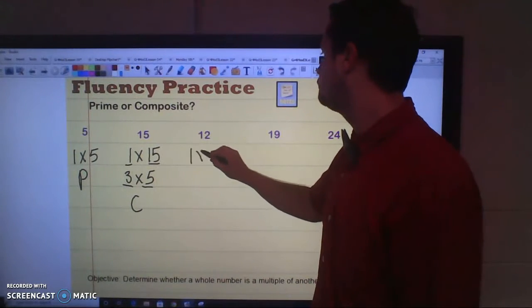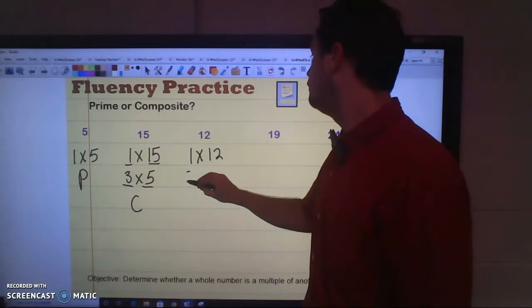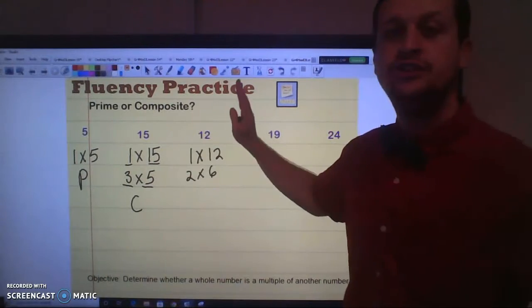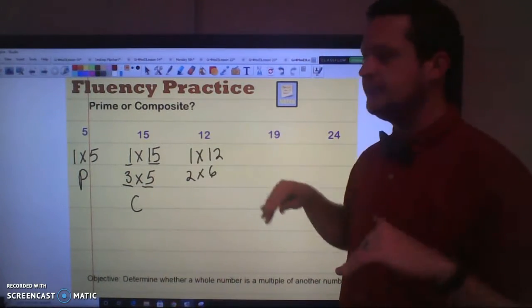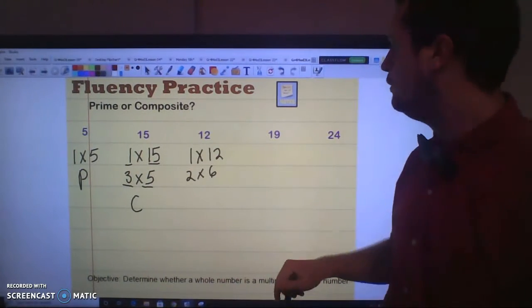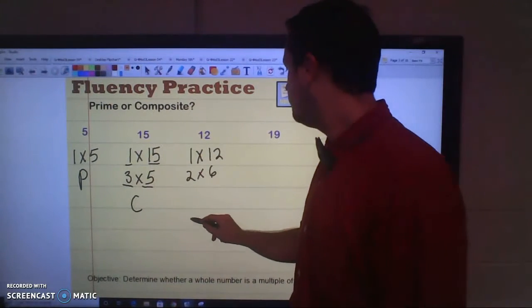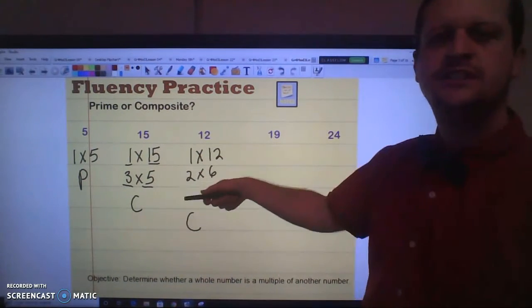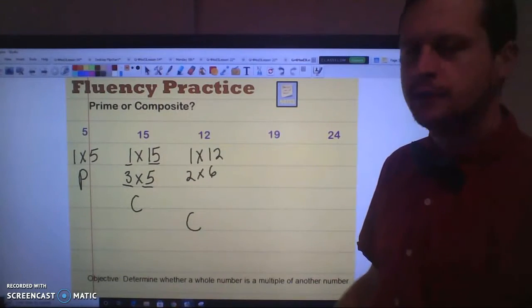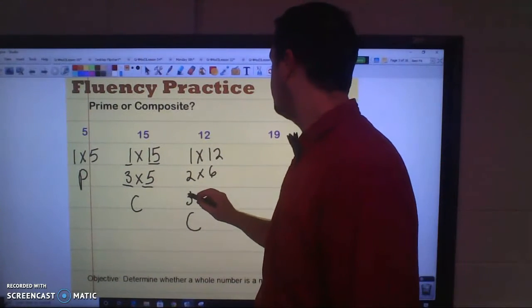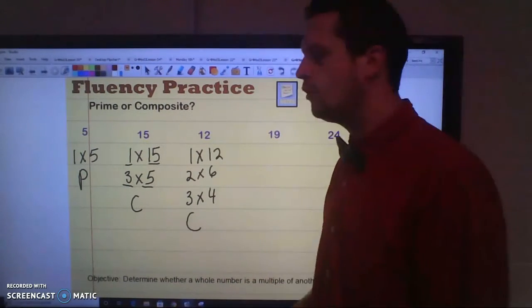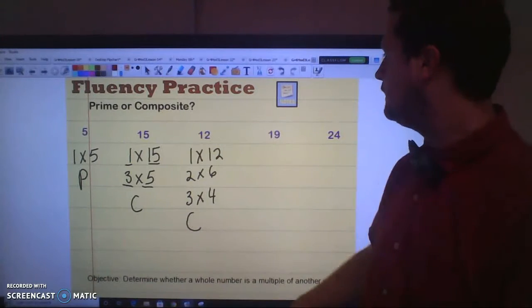12. Let's think about it. We got 1 times 12. Easy. Ooh. 2 times 6. Done. Because we're only looking to see if it's prime or composite, I know it's composite because it has more than 2 factors. Now, let's see what the other factors are for it. Okay? So I have 3 and 4. Okay, 12 is composite.